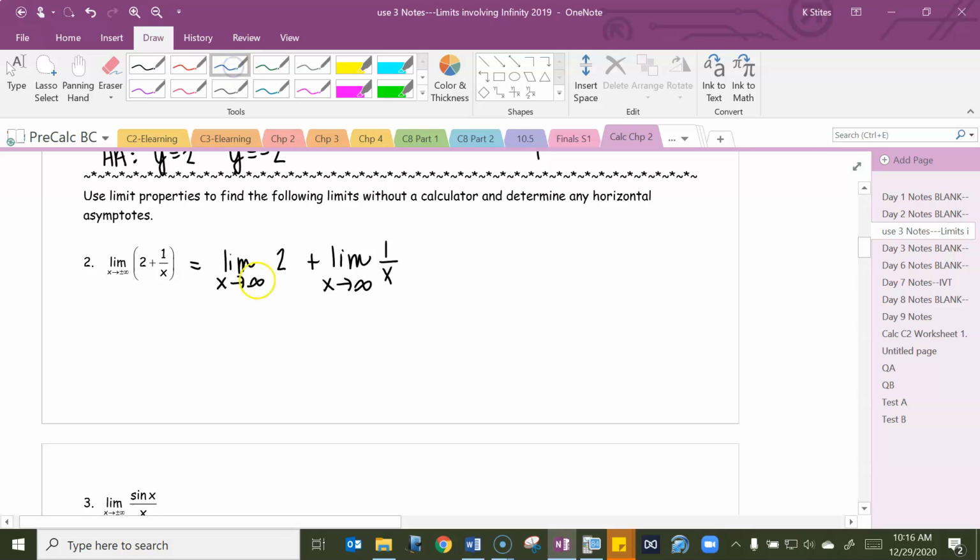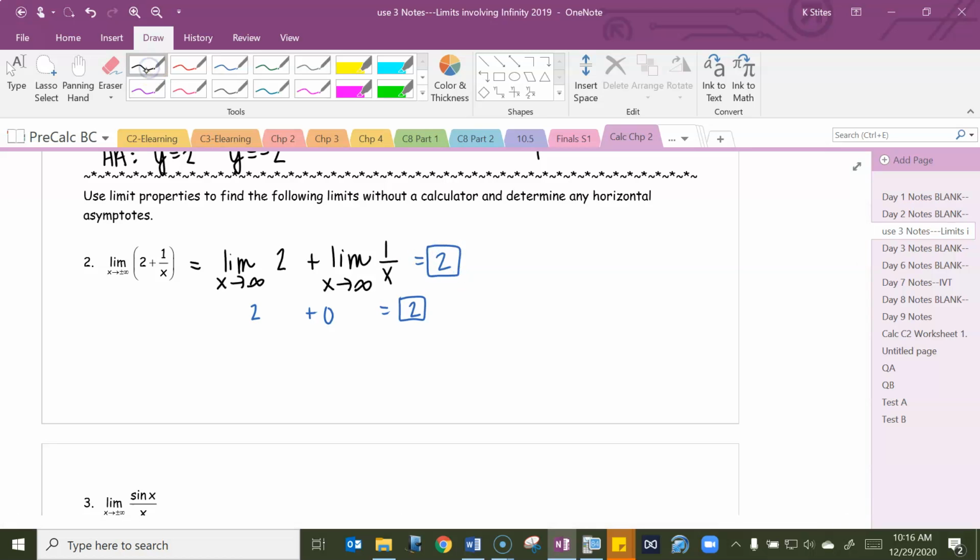Okay, well, this is just 2 because it doesn't matter what x is. This is still a value of 2. Think of it as a horizontal line. And what we just showed was that the limit as x approaches infinity of 1 over x is 0. So 2 plus 0 is 2.